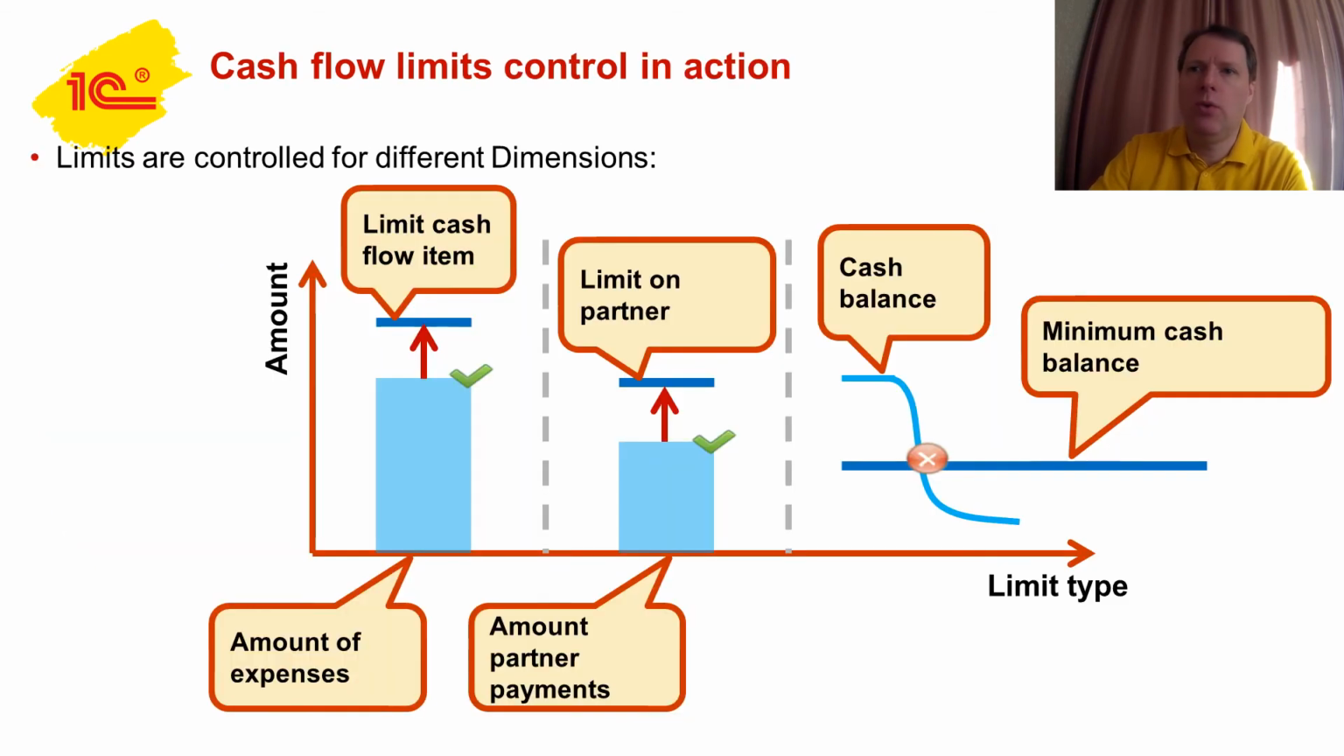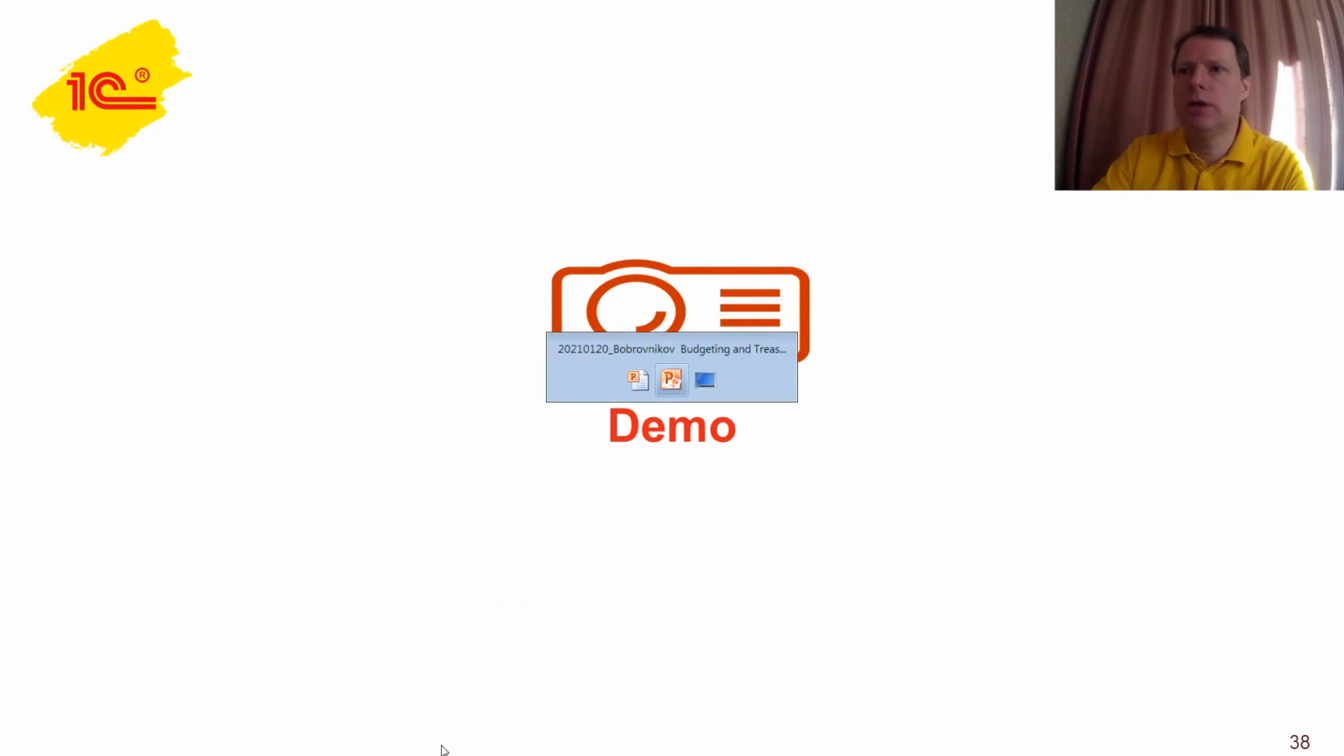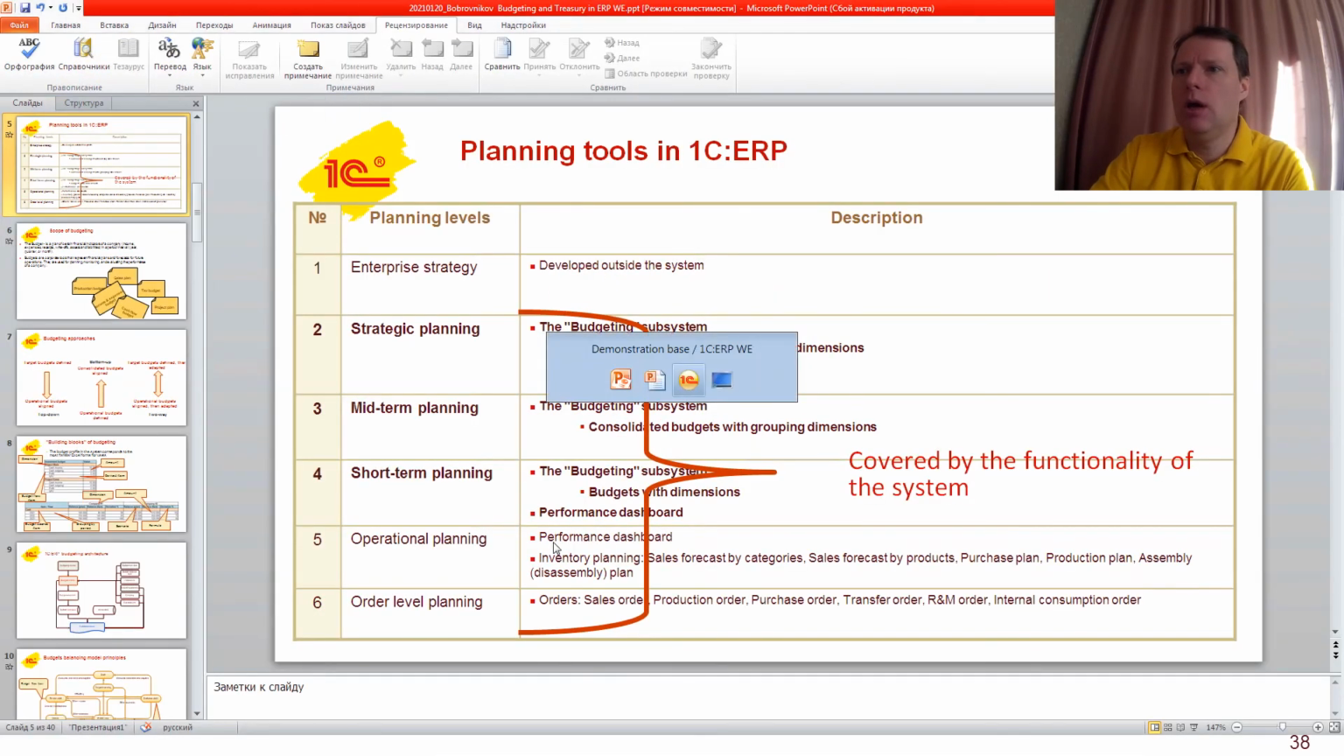Another view of cash flow limits control. Here is a visualization scheme of amount limits by different dimensions, and how the system reacts on an axis of limits by different types. Let me go to the application and see how cash flow limits work.